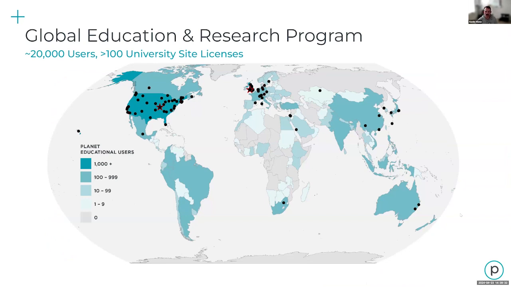And here's just a quick little spatial breakdown of who our science community is. You can kind of see all the countries are shaded differently based on the number of users. And all of these dots here are universities who have paying engagements with us through our education and research program, including U of A.